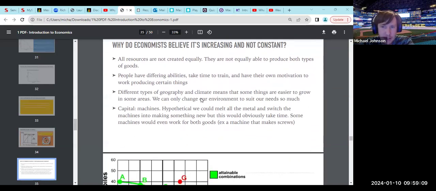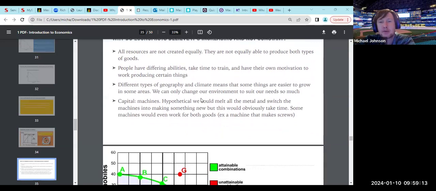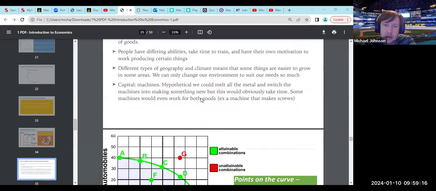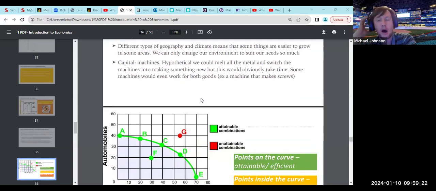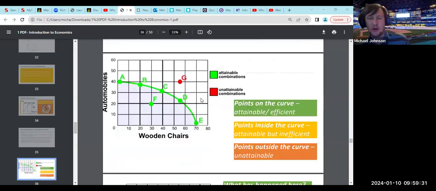People have differing abilities, take time to train, and have their own motivation to work producing certain things. Different types of geography and climate mean that some things are easier to grow in some areas. We can only change our environment to suit our needs so much. With capital machines, hypothetically we could melt all the metal and switch machines into making something new, but this would obviously take time. Some machines would even work for both goods, for example a machine that makes screws.